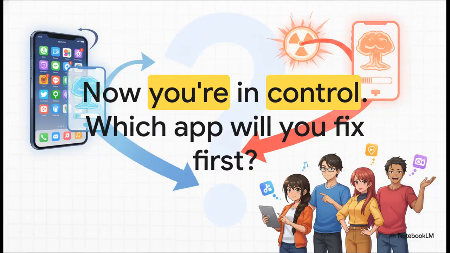See? Now you're in control. The next time you see that storage full warning, you won't feel that panic. You'll know exactly what's going on. You know the safe choice, you know the nuclear option, and you know which one to use. So the only real question is, which app's bloated cache are you going to go after first?